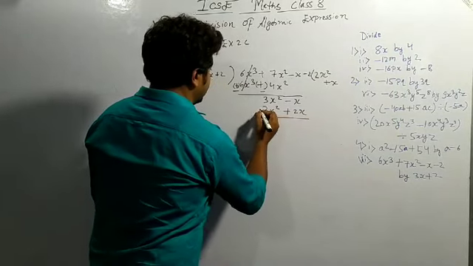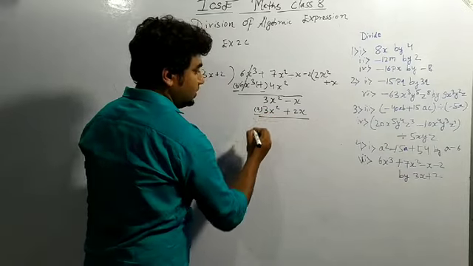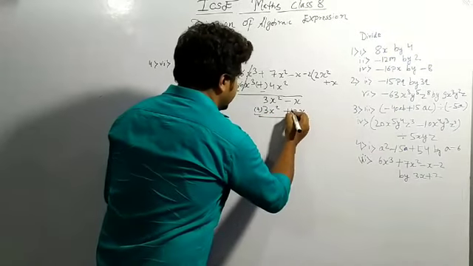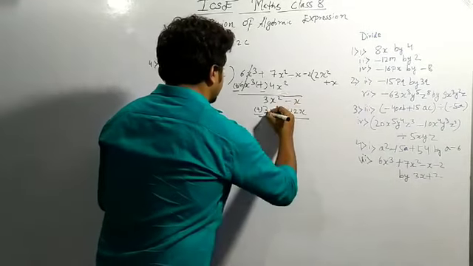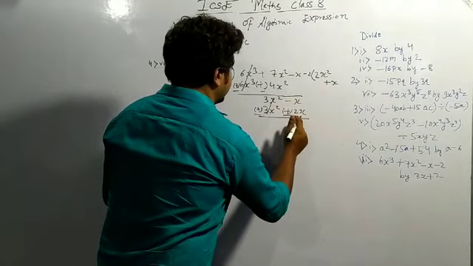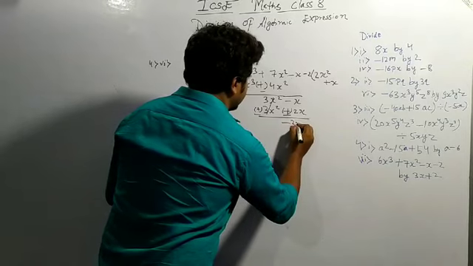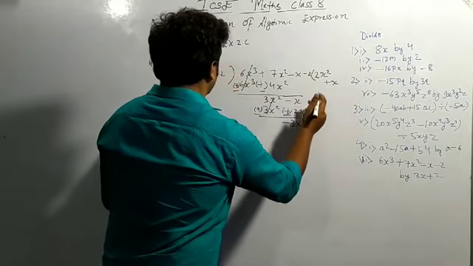So what are we getting? This term's sign will also be changing, as I told earlier, and this plus will become minus. So this is getting cancelled. Minus minus will become plus, minus 3x minus 2.